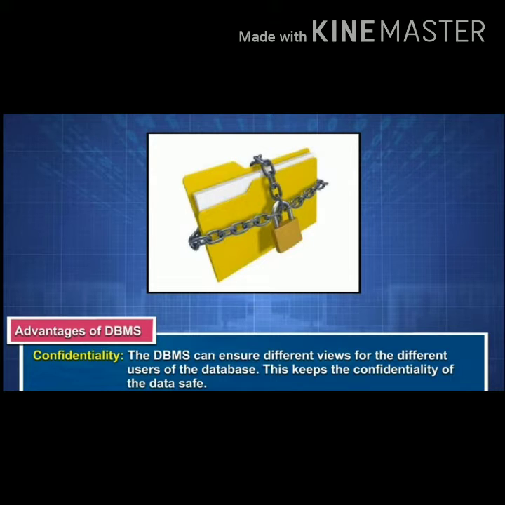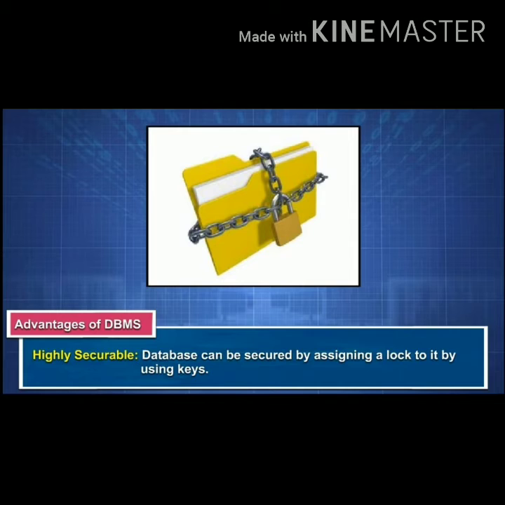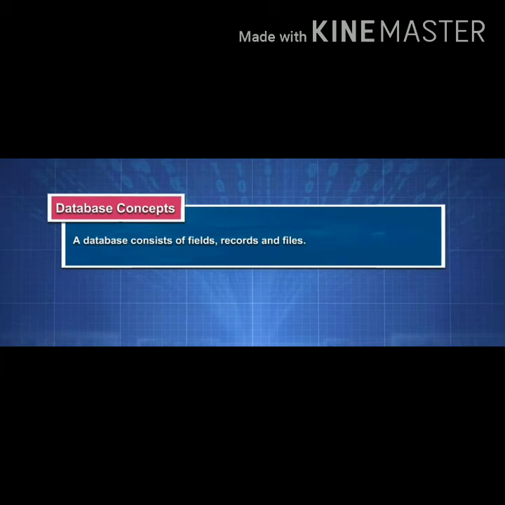Confidentiality. The DBMS can ensure different views for the different users of the database. This keeps the confidentiality of the data safe. We can say that the data is confidentially protected by the database management software. Highly secure. A database can be secured by assigning a lock to it by using keys. It is highly secure, meaning we can protect our data by putting passwords as keys on the records.